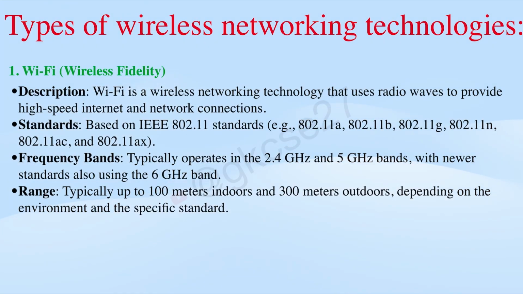Types of wireless networking technologies. First, Wi-Fi. Its full form is wireless fidelity. Description: Wi-Fi is a wireless networking technology that uses radio waves to provide high-speed internet and network connections.